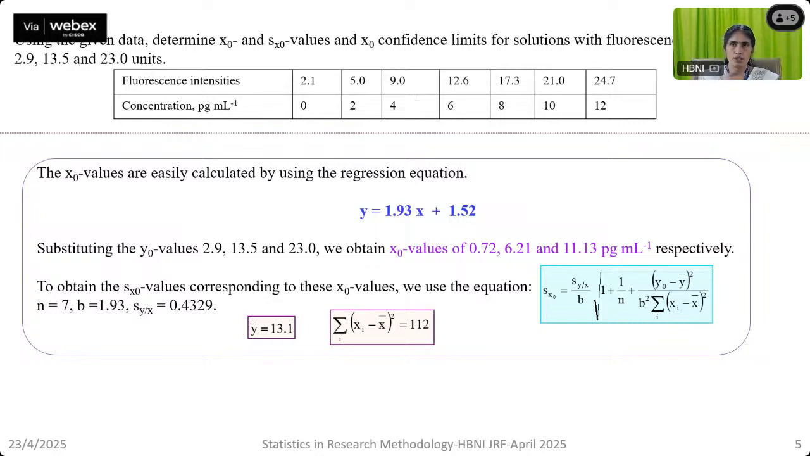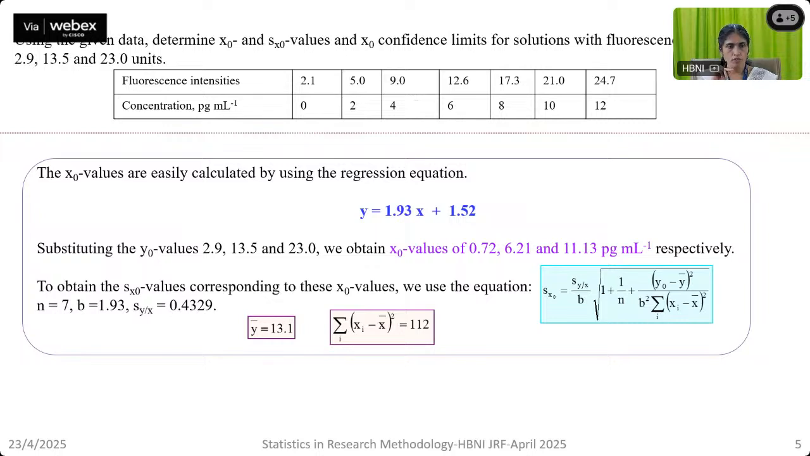Further, by substituting the values of slope and intercept and the errors associated with them, you can calculate the standard deviation of the calculated concentration using the equation given in the blue shaded box. The parameter s_y/x is the y direction error, which comes out of the regression function. D is the slope of the calibration curve.